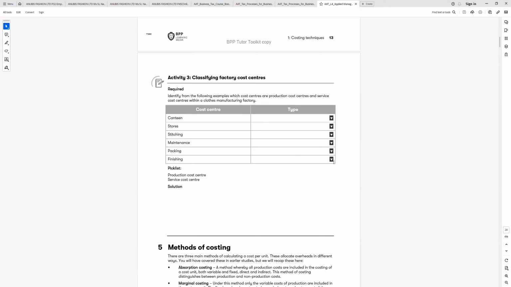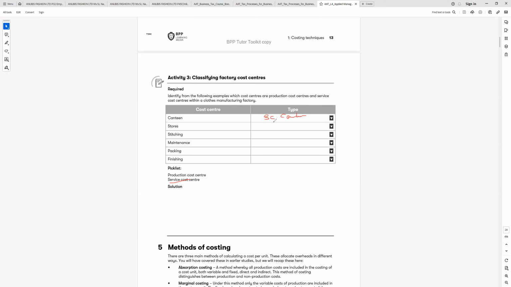All right, the next one we have is classification of cost centers. So let's have a look. Activity 3. We have a few cost centers and we need to identify which one is what. Is it a production cost center or is it a service cost center? So let's read the question first. We can see here it says the canteen. Canteen is always a service cost center, because the canteen has no income.